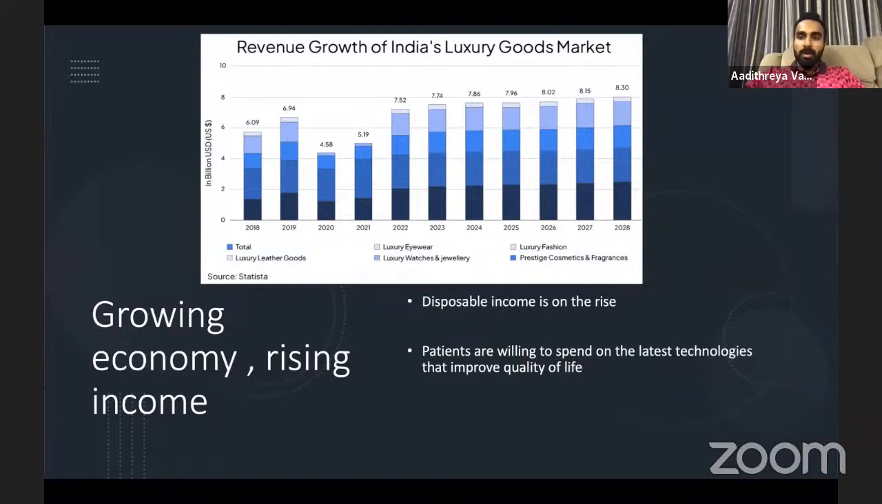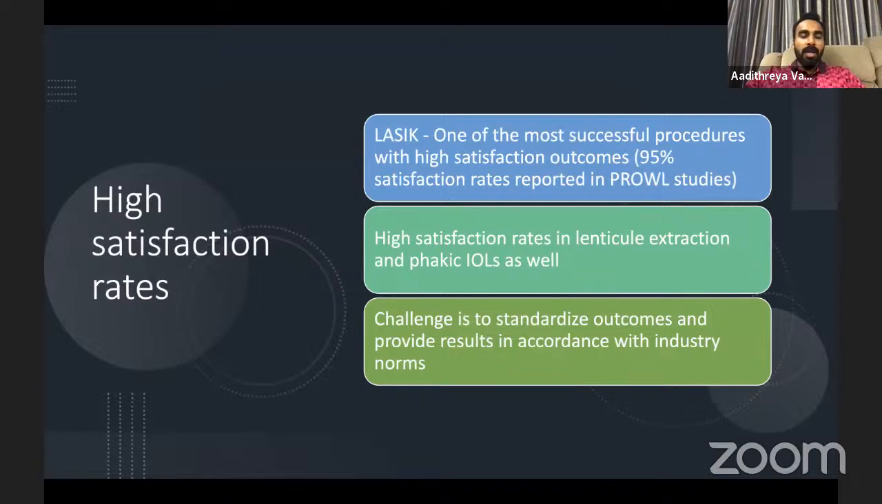So what we have to do as ophthalmologists and refractive surgeons is to convince this population that refractive surgery can be a safe and effective method to correct their vision and improve their quality of life. Satisfaction rates are very high. One of the key indicators in the Prowl study showed that 95% of patients who got the LASIK done were quite satisfied with the procedures.